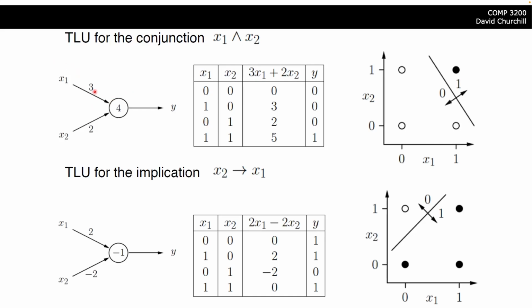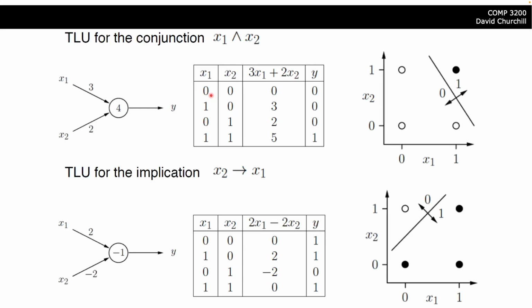If we take 3 as the weight for x1 and 2 as the weight for x2, then we have the function 3x1 plus 2x2. That is the dot product of those two vectors. Then, if we choose 4 for our threshold, we'll compute 3x1 plus 2x2, and if that value is greater than 4, then the output is 1. If not, then the output is 0.